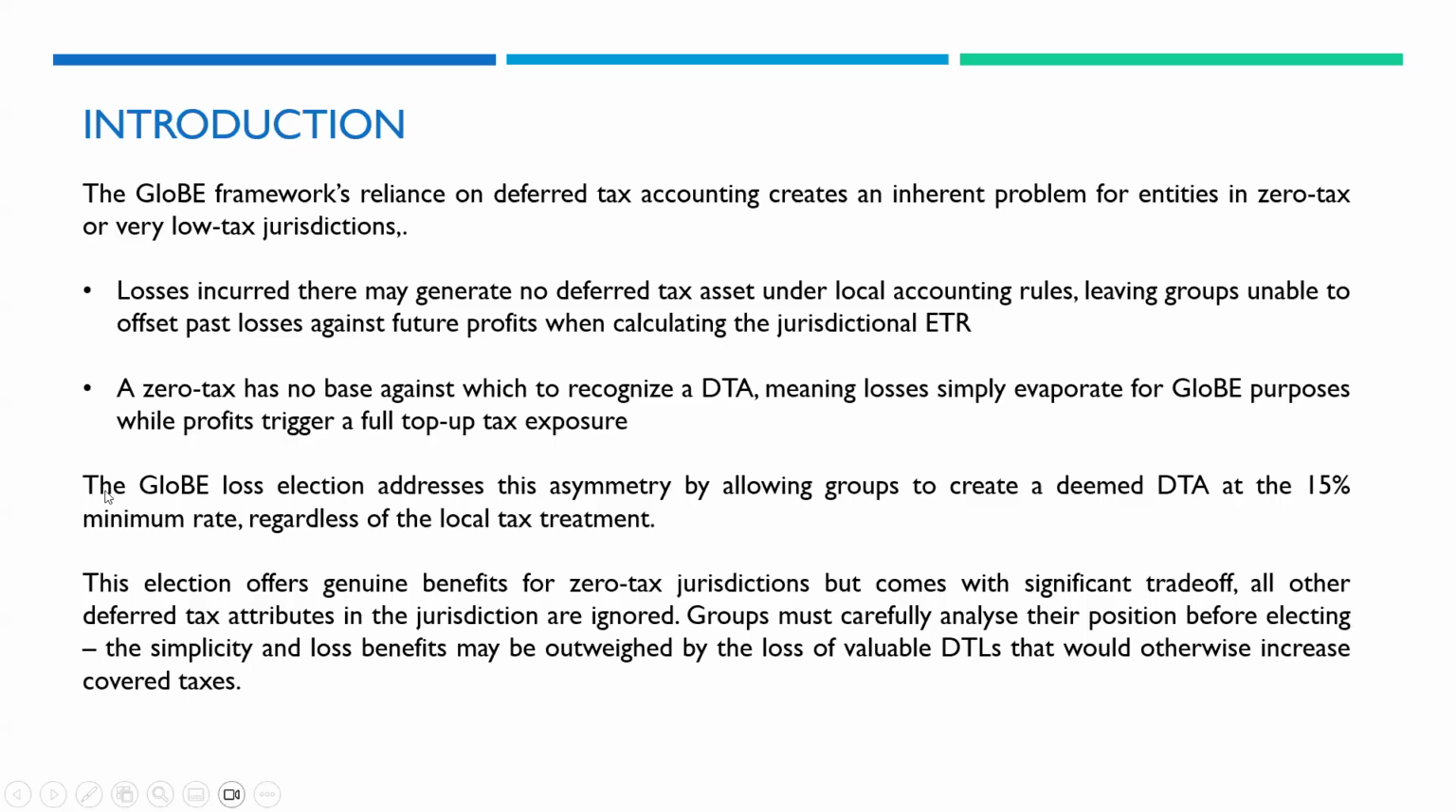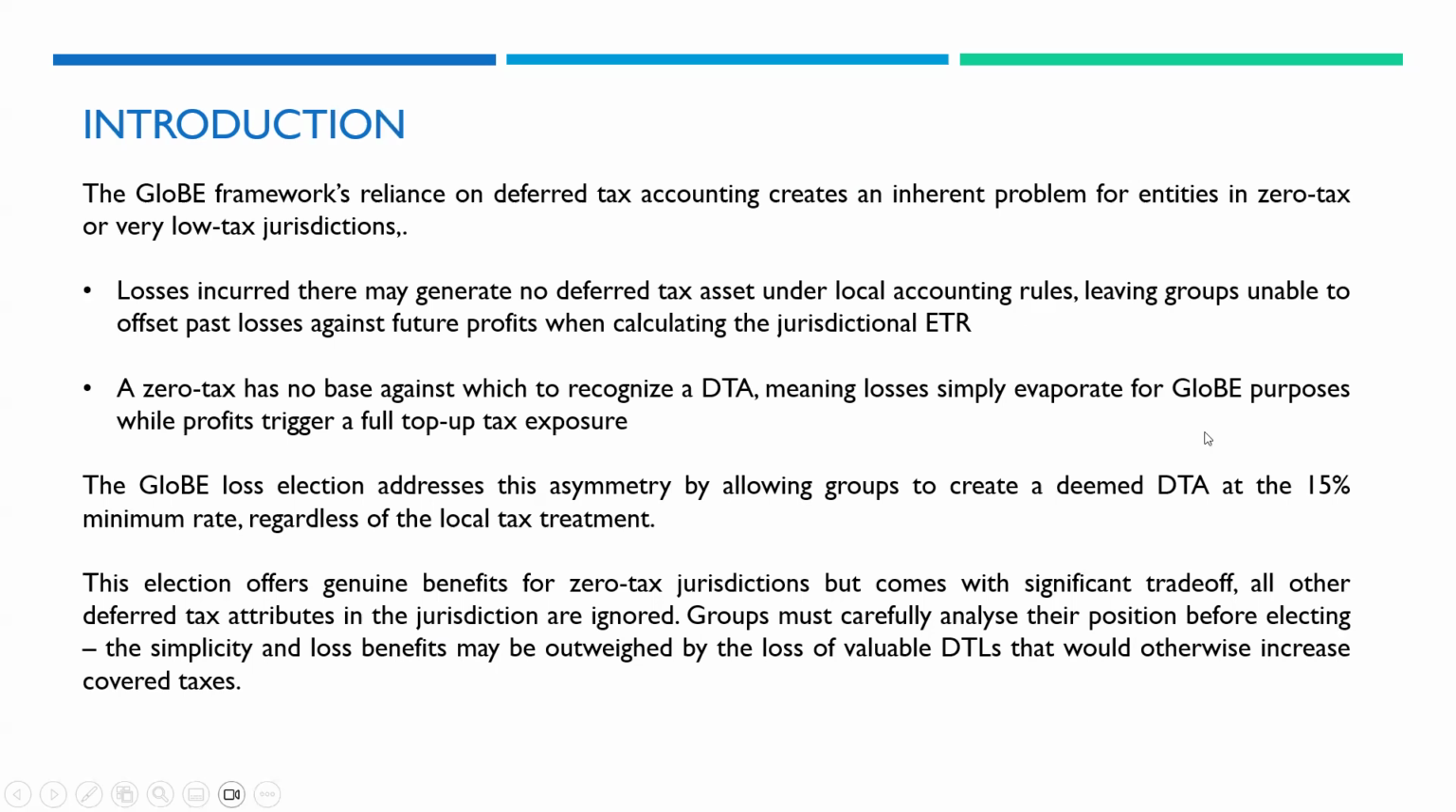The GloBE law selection addresses this asymmetry. I've not talked about the GloBE law selection yet. I'm saying it will address the asymmetry, but did you understand the asymmetry? By allowing groups to create a deemed DTA at 15% minimum, regardless of the local tax treatment, the selection offers genuine benefits for zero tax jurisdictions, but comes with significant trade-offs. We'll discuss all that. All other deferred tax attributes in the jurisdiction are ignored. Groups must carefully analyze their position before electing. The simplicity and loss benefits may be outweighed by the loss of valuable details. We'll see all that, but did you understand what it is trying to solve?